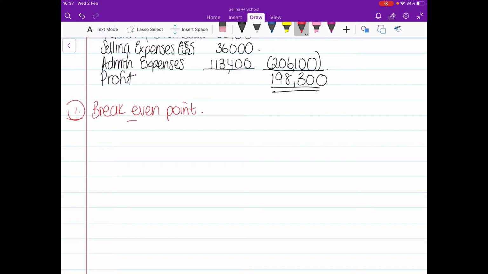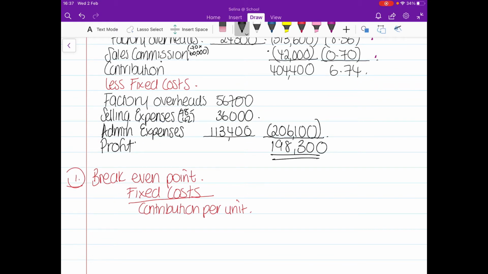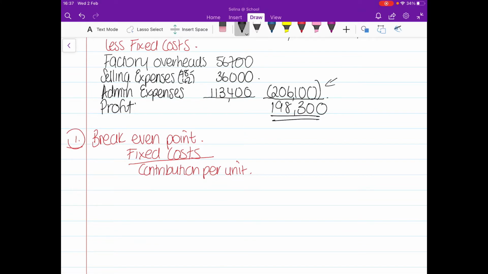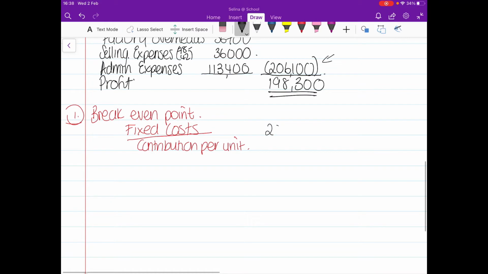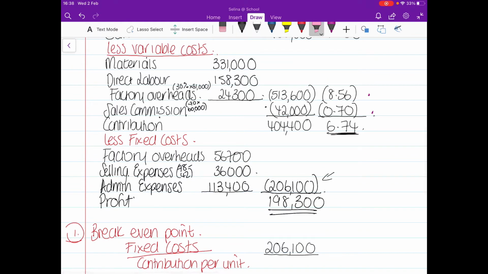So it's your fixed costs divided by your contribution per unit. Okay, so we have all this information now from what we just calculated in the marginal costing statement. Your fixed costs are the 206,100. That's coming from here. 206,100, that's my fixed costs. 206,100 divided by your contribution per unit, which is the 6.74. So contribution, you can see that word's there, contribution, and that's my per unit column. So the 6.74 is my per unit figure.